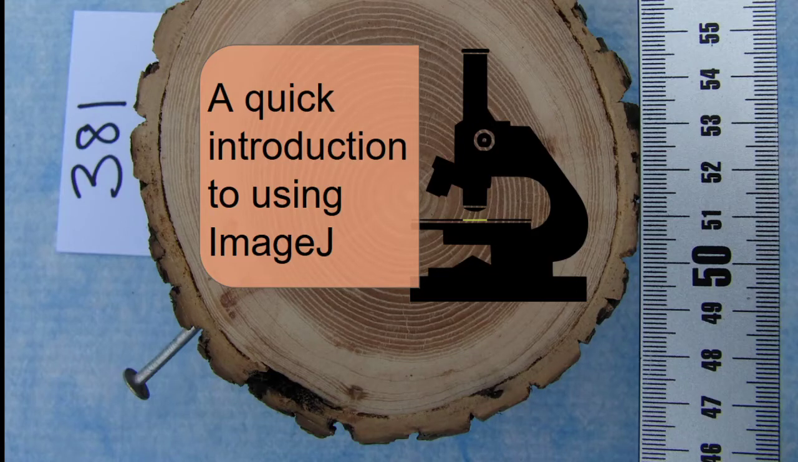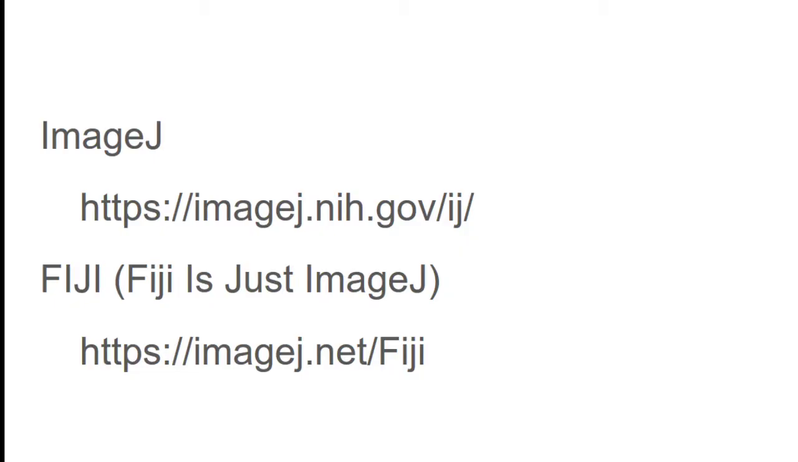Hi everyone. This video introduces ImageJ as a way to collect data from images. ImageJ is a program that's available through the National Institutes of Health, where it was developed, and then there's another version called Fiji, which is this odd recursive name. Fiji is just ImageJ. So you can find ImageJ at either of these locations, download it, and then you can use it for your own.